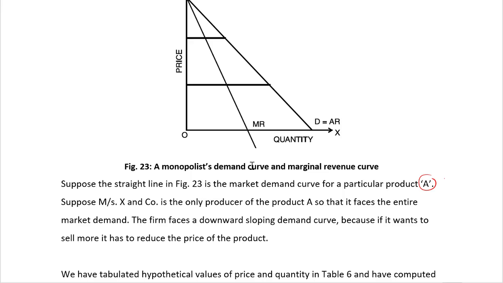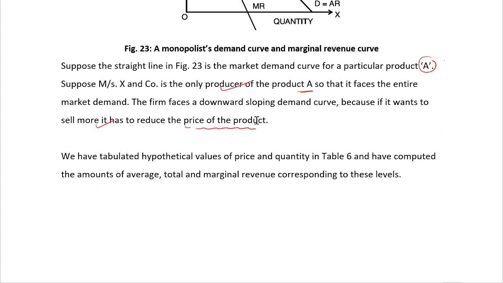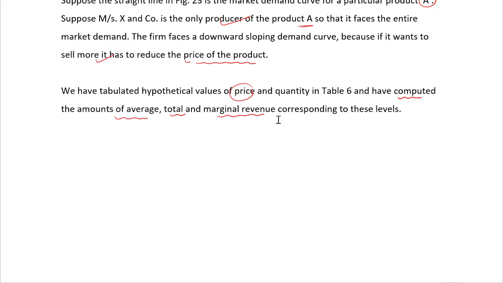Suppose Messrs X and Company is the only producer in the market of product A, so that it faces the entire market demand. The firm faces a downward sloping demand curve because if it wants to sell more, it has to reduce the price of the product. We have tabulated hypothetical values of the price and quantity in Table 6 below and have computed the amount of average, total and marginal revenues at various levels.